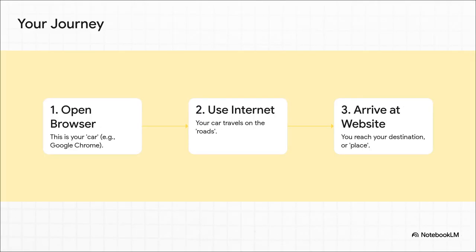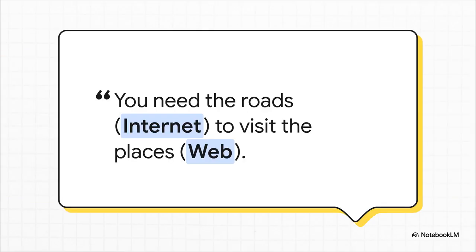So think about what you do every day. Let's walk through it. First, you open up a browser, right? Like Chrome or Safari. Think of that as your car. Second, that car, your browser, gets onto the internet. It starts driving on the roads. And third, you arrive at a website. You've reached your destination, a place in our digital city, like a bookstore or a movie theater. Honestly, if you remember just one thing from all this, make it this. It's so simple. You need the roads, which is the internet, to visit the places, which is the web. That's it. That's the whole thing in a nutshell.